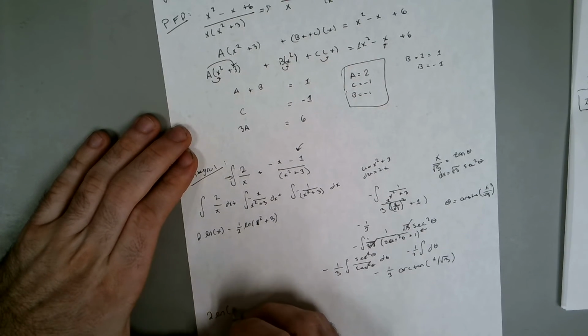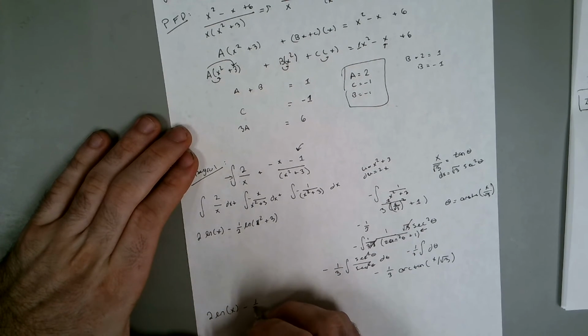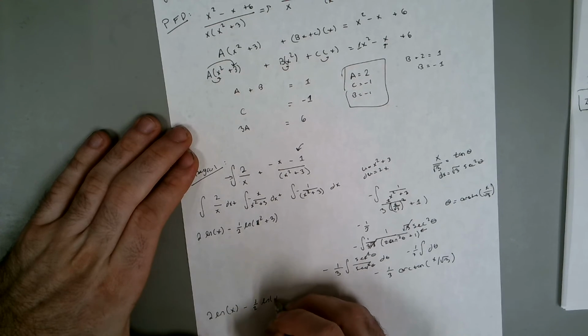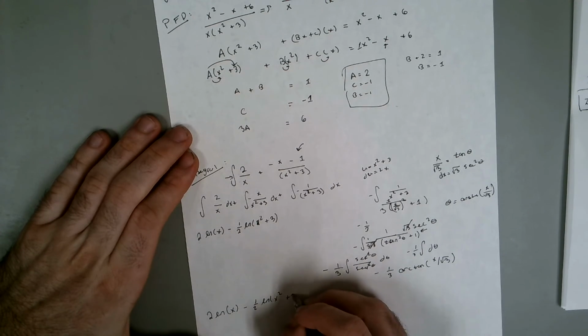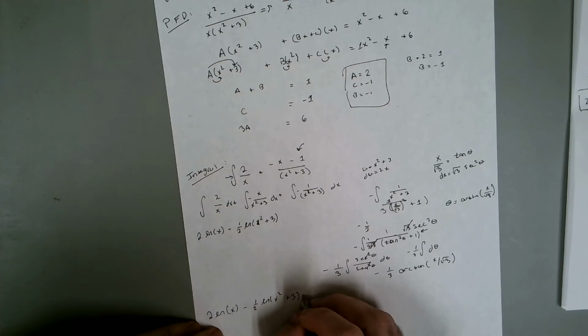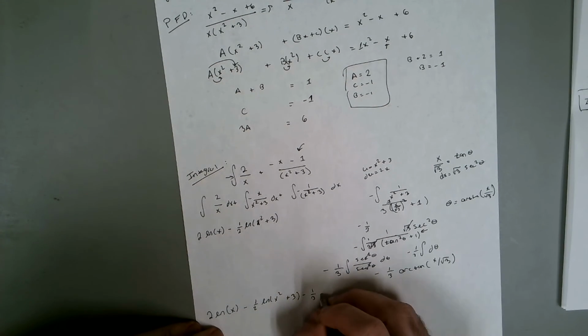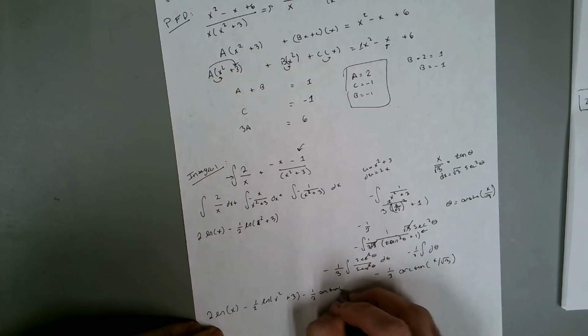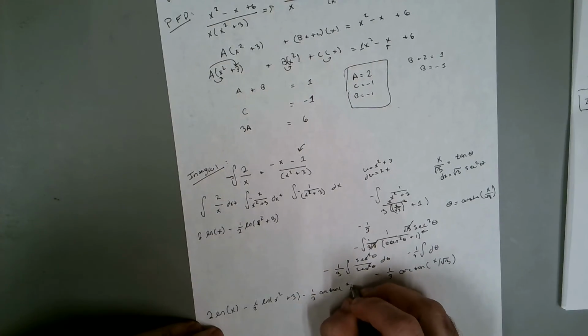So then our final integral becomes 2 ln of x minus 1 over 2 ln of x squared plus 3 minus 1 over 3 arctan of x over the square root of 3.